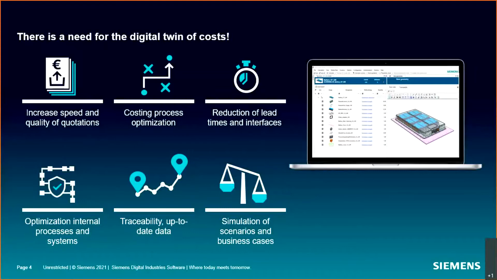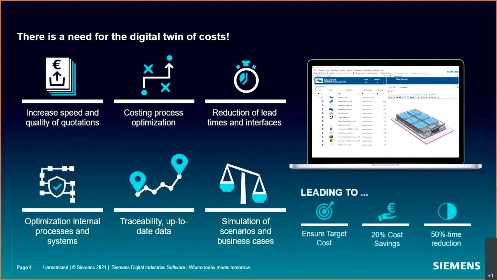Also you will be able to simulate scenarios. What if my customer or my supplier suddenly changes the quantity or the volume, or there is a design change? How can I simulate this? And this will allow you to ensure target cost, which is the most important, a profitable target cost. You will also be able to save up to 20% of cost in purchasing, and you will be much faster in the quotation costing. This is the hot topic.